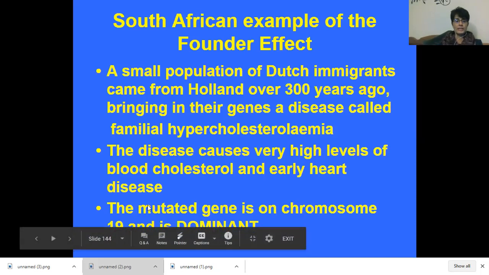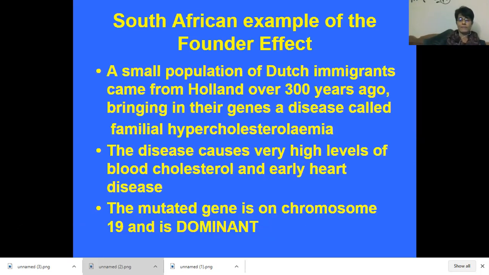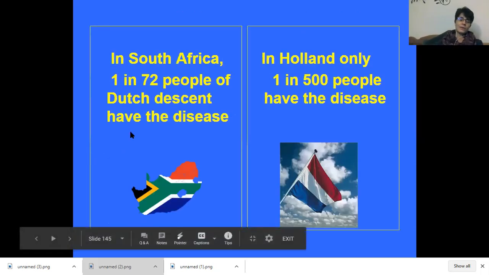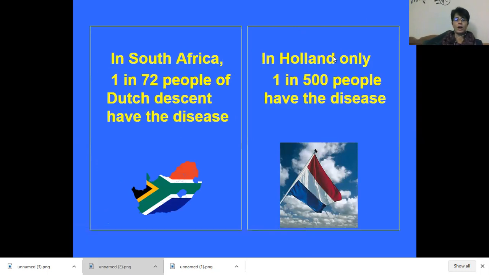Now, this mutated gene is on chromosome 19, so one of the autosomes, and just like Huntington's chorea, is a dominant mutation. So you only need one copy of the dominant gene to have the disease. All right, so in South Africa, 1 in 72 people of Dutch descent have the disease, but in Holland, the gene frequency of hypercholesterolemia is much lower, because a small group of people came from Holland, settled in South Africa, and that's called the founder effect.